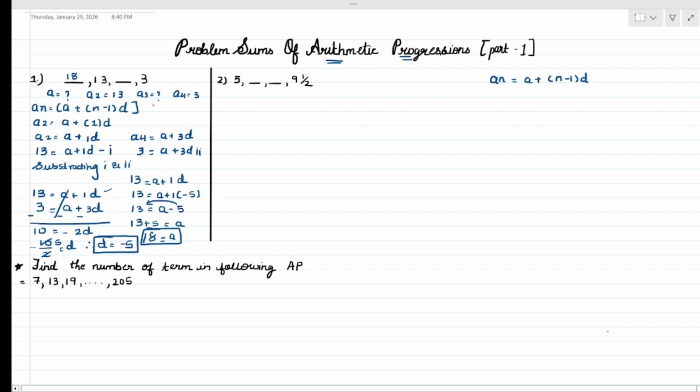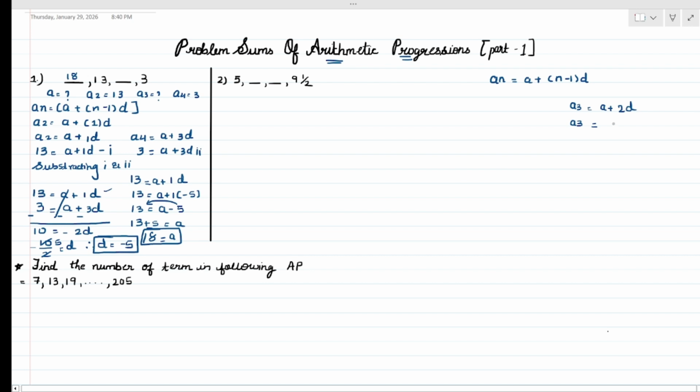Next, I need to find my value of A3. How will you find A3? So A3's formula will be A plus 2D. How did I get my formula like this? As I said earlier, just reduce one number from your given number. So A3, 3 minus 1 becomes our N minus 1. In this case, we don't know our A3, so we will write A3 as it is.